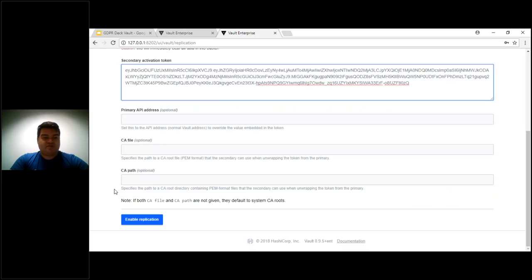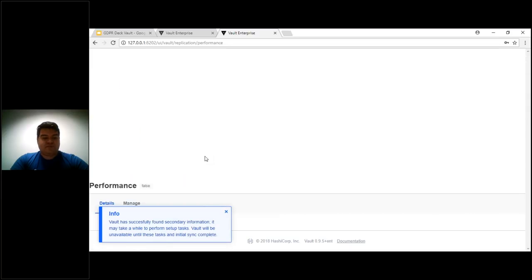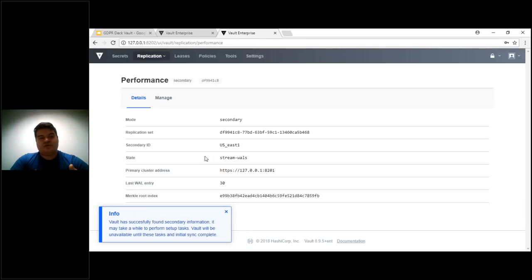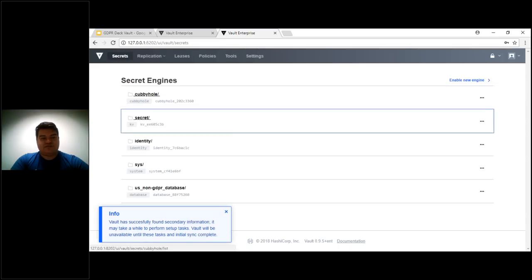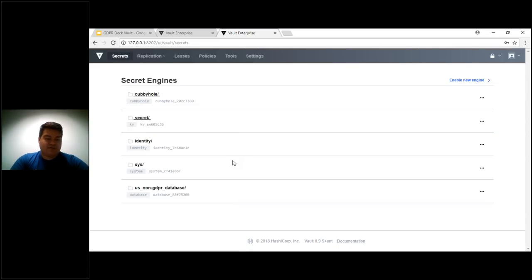So I've set up a secondary activation token. There's a variety of different things I can configure with this, but this is going to be a pretty simple situation. So I set it up. It is now refreshing all the data and starting to copy the data from the European Union cluster. Now when I go back and take a look at the secrets infrastructure, ta-da, all the non-GDPR data is here and the GDPR data is gone.